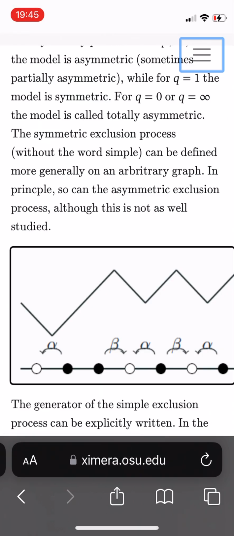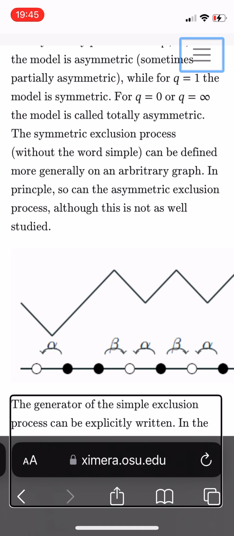Particles on a one-dimensional lattice. There are left arrows labeled by alpha and right arrows labeled by beta. If two particles are next to each other, there are no arrows between them. The generator of the simple exclusion process can be explicitly written.